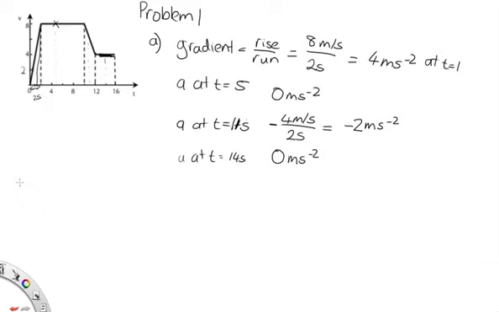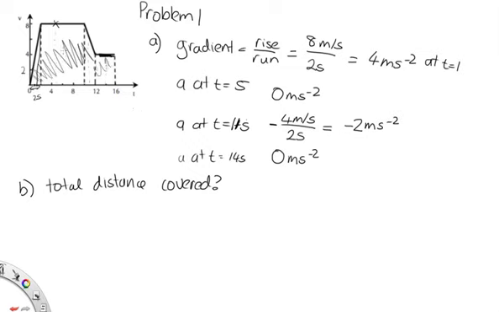Okay, part B. It asks what is the total distance covered. In order to calculate this, we've actually got to work out the area under the velocity time graph. So probably the easiest way to do this is to split it into sections. We've got a triangle here, a rectangle, a trapezium, and another rectangle, and just add all these together. Okay, so the first triangle is for 2 seconds, so the area of a triangle is a half times the length times the height.